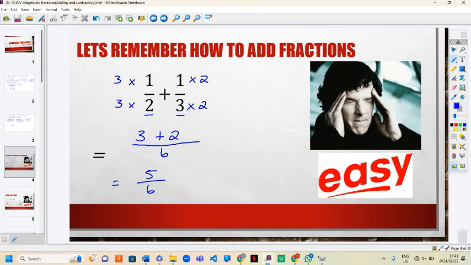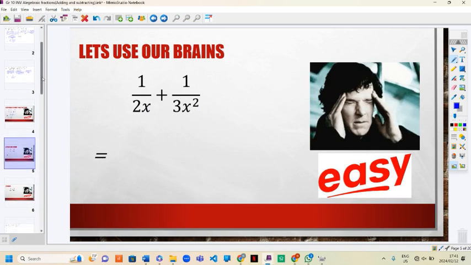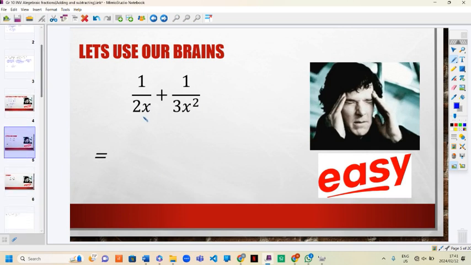The brain's working now. Now let's look at this. Exactly the same numbers: I've got 2 and I've got 3, and now I've got x's. Let's just deal with the numbers first. We know that the lowest common denominator for the numbers is 6, because both 2 and 3 can go into 6.